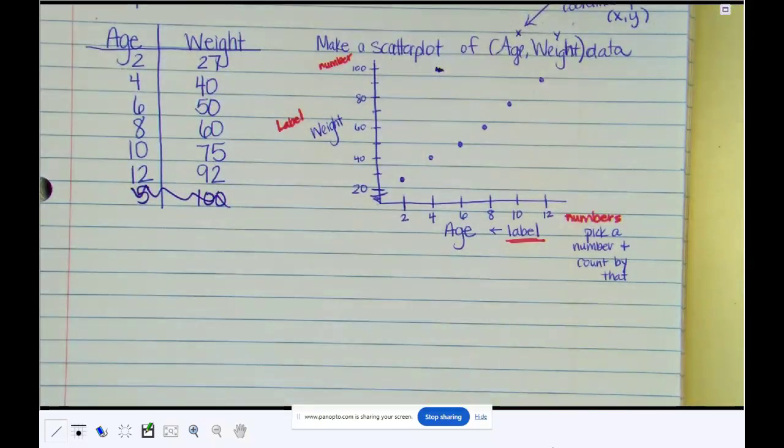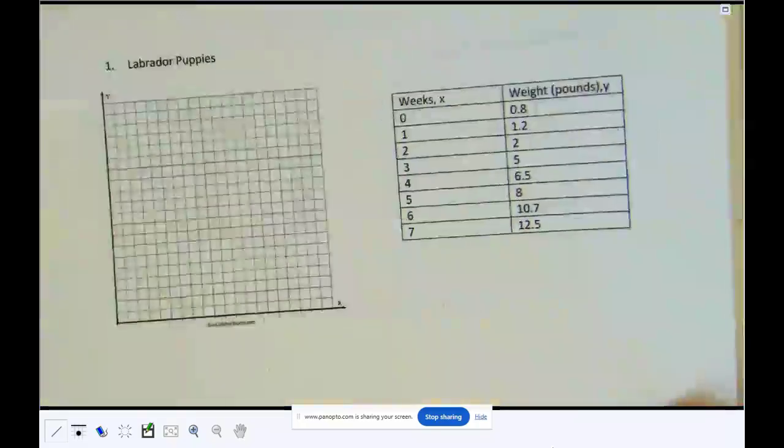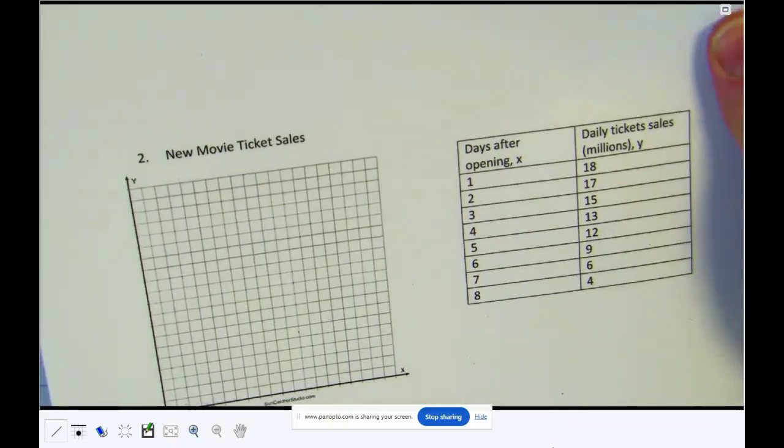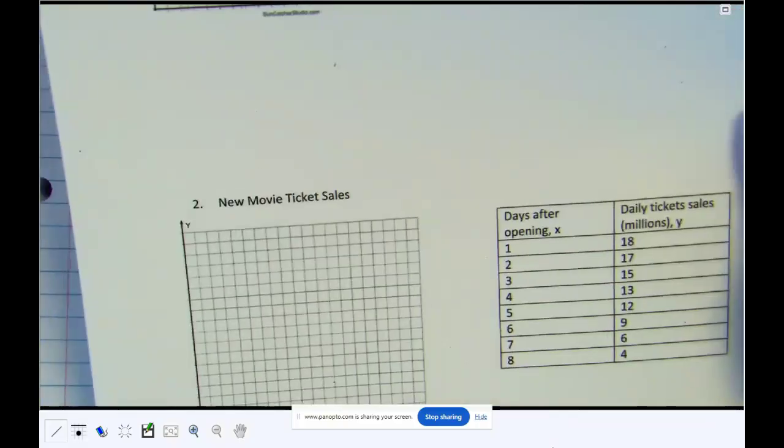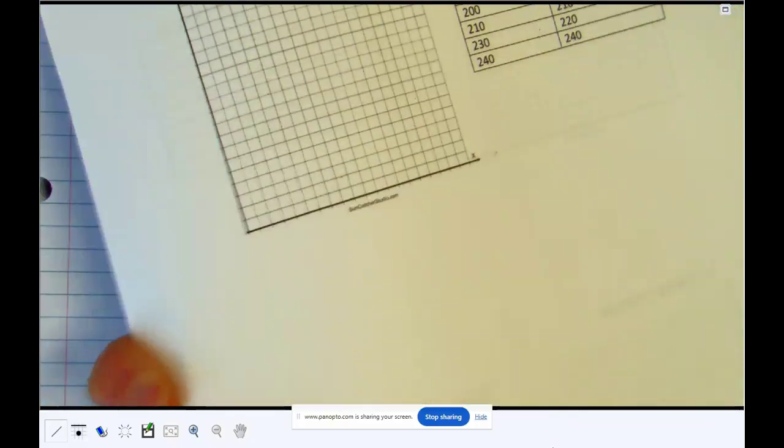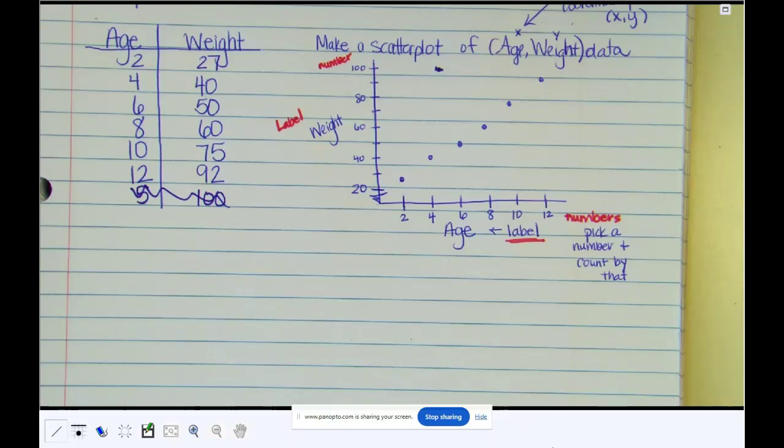Okay. So, what I have for you, I have three graphs where you have table and grid, and I'm going to give you 10 minutes to make 3 graphs. Okay? 10 minutes to make 3 graphs, correctly labeled and numbered. Okay? Correctly labeled and numbered.